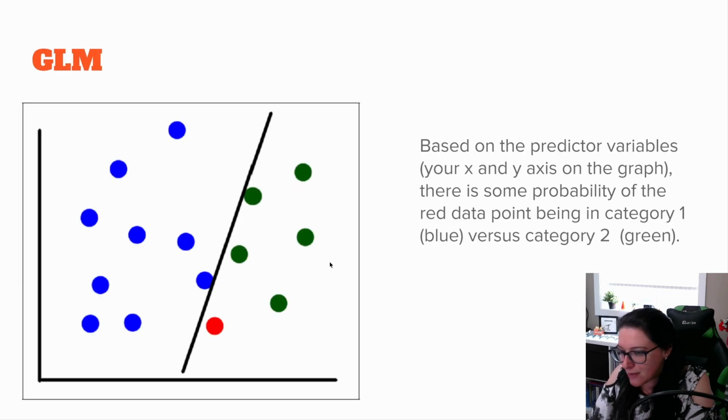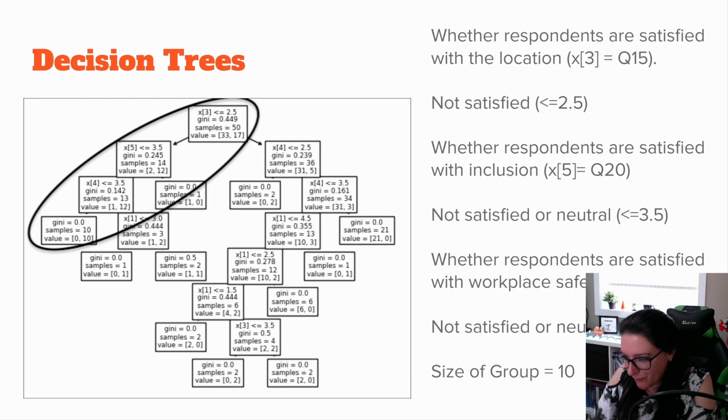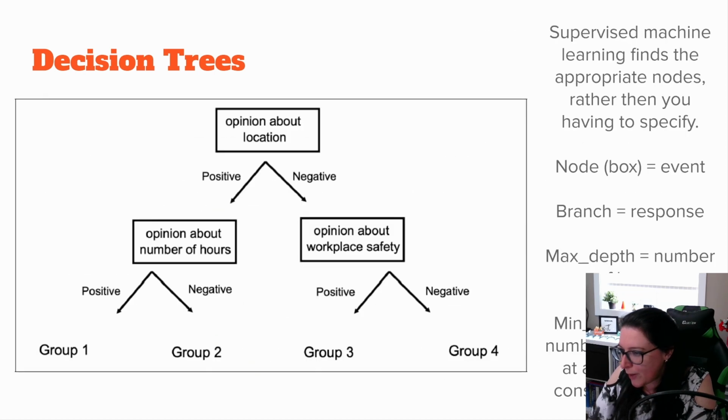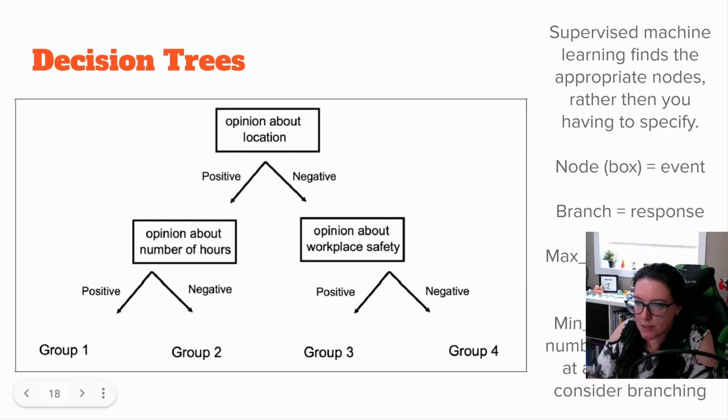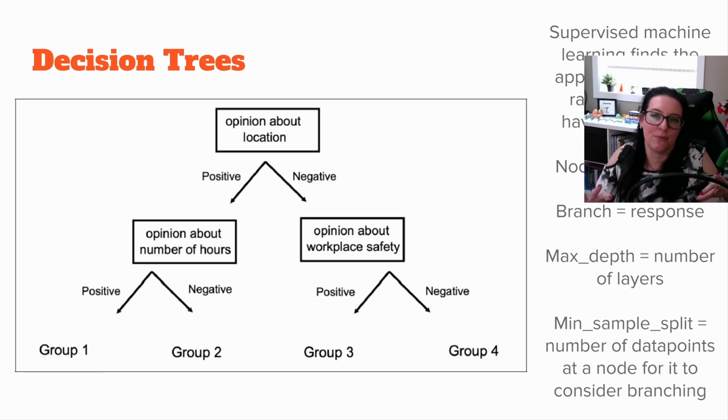Well, to do that, we need to tune our hyperparameters. So when it comes to the decision tree, you have decisions you can make. For example, and I showed this before, we make decisions about when it can branch from one node, then it branches off. So what's your opinion about the location? If it's positive, we have a branch. If it's negative, there's a branch, and we go to a next question in the survey.